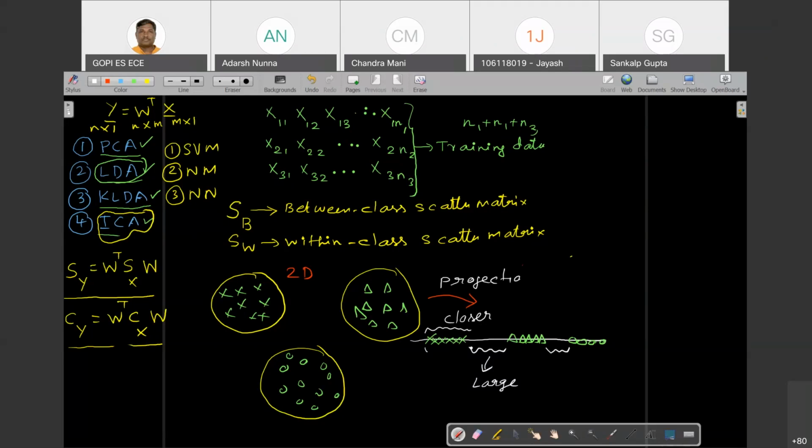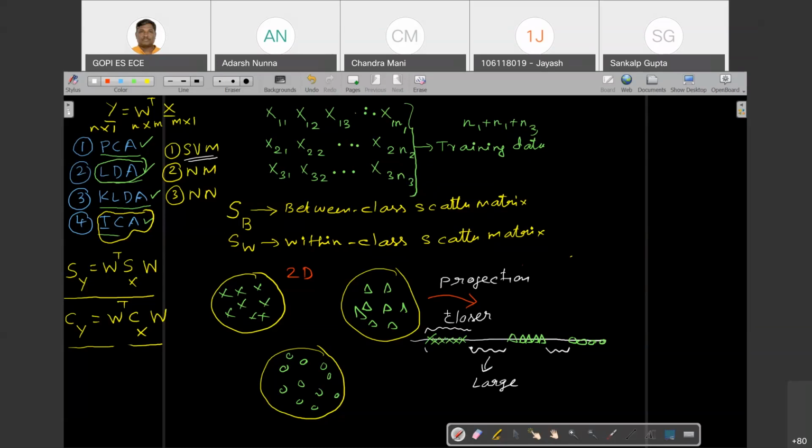Why do we need to do that? If we have a good separation, then the classification will be easier. Particularly, for example, in the case of a support vector machine, we are interested in finding the line that divides these two classes. So if the separation between these two classes is large, then finding the line will be easier for us.